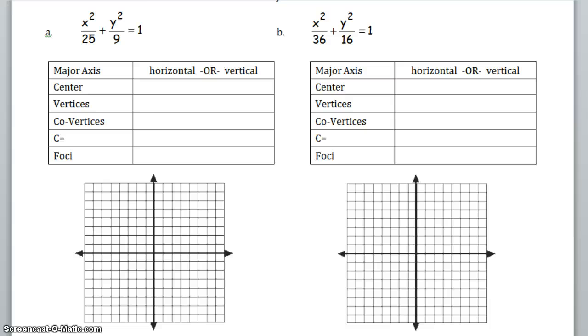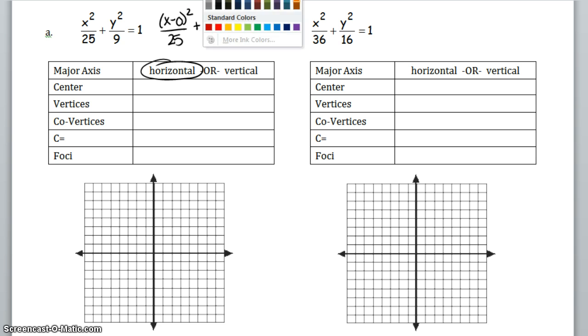Again, this is not defined the way that we did, so I would go ahead and write it with our h and our k. First of all, because I see the larger denominator of 25 under x, I know this is going to be a horizontal ellipse. I also see that we are subtracting 0 from both x and y. So my center is 0, 0. And just like the parabola, I'm going to want to go ahead and plot that as soon as I know it.